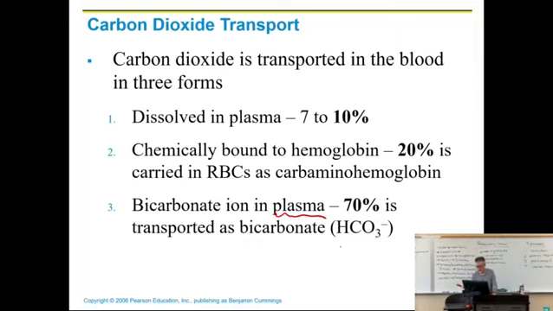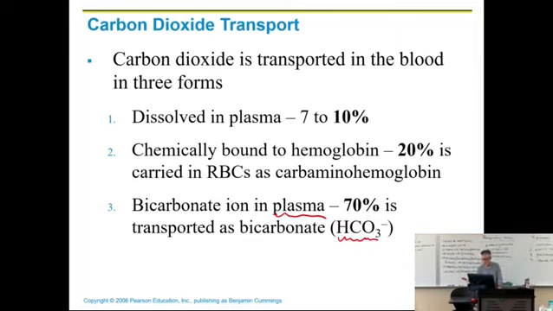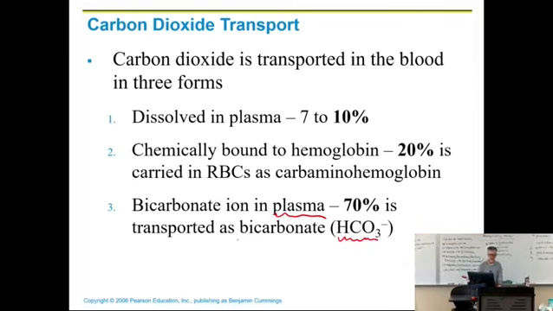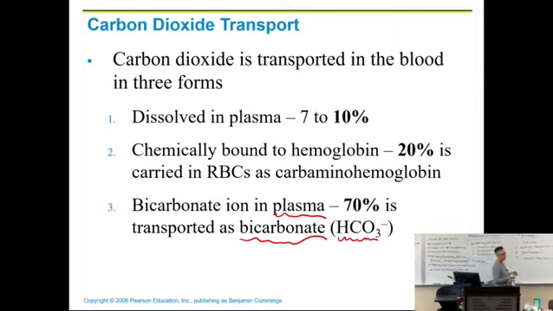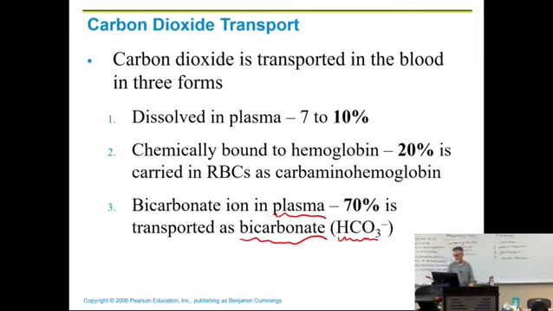Now, interestingly, most of our carbon dioxide is converted into this, which is bicarbonate. And we'll look at the equation on how we do that coming up. But we will change carbon dioxide gas into that ion, bicarbonate, and that's the main way that it transports in the blood, floating in the plasma as a bicarbonate ion.